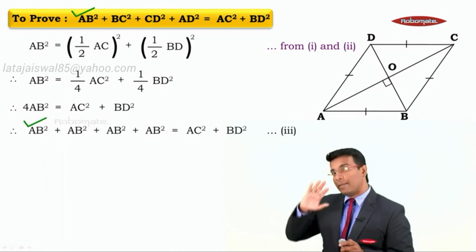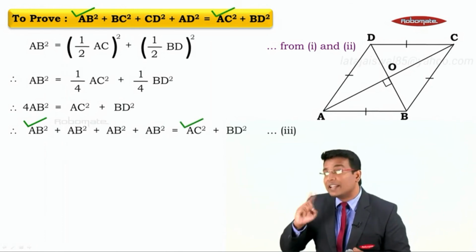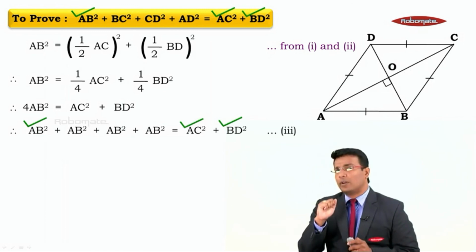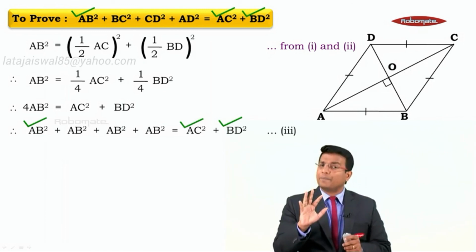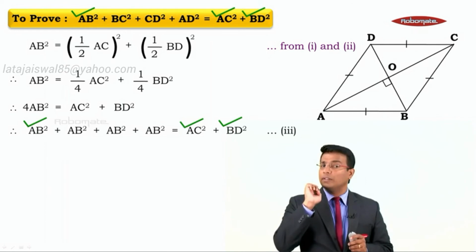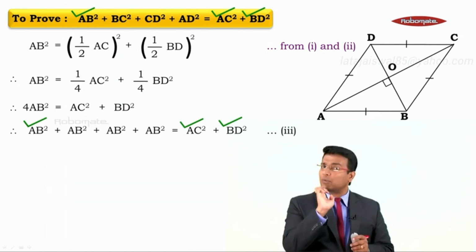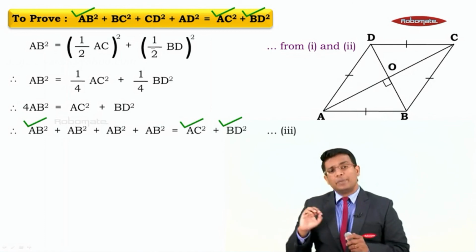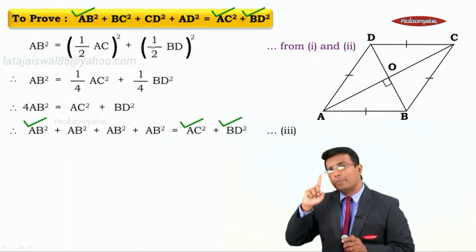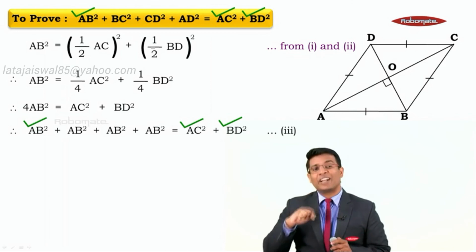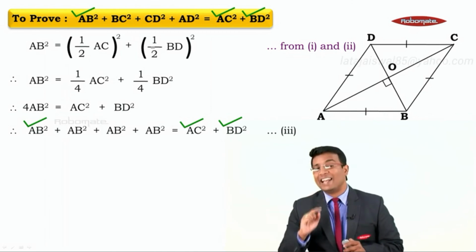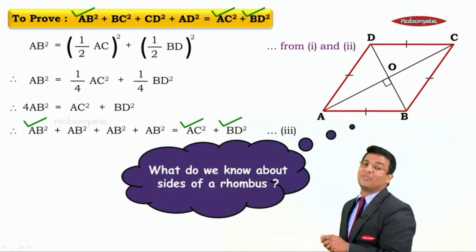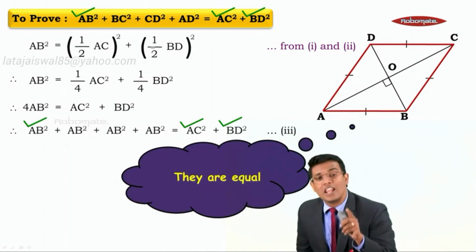Now let's compare. AB square we got. Right hand side we wanted AC square, we got that. Right hand side we wanted plus BD square, we got that. That means the only missing things are BC square, we want CD square and we want AD square, instead of AB square and AB square. So that means, is there a relation between AB, BC, CD and AD? You know that AB, BC, CD and AD, what are they? They are the sides of a rhombus. And what do we know about the sides of a rhombus? We know that they are equal.